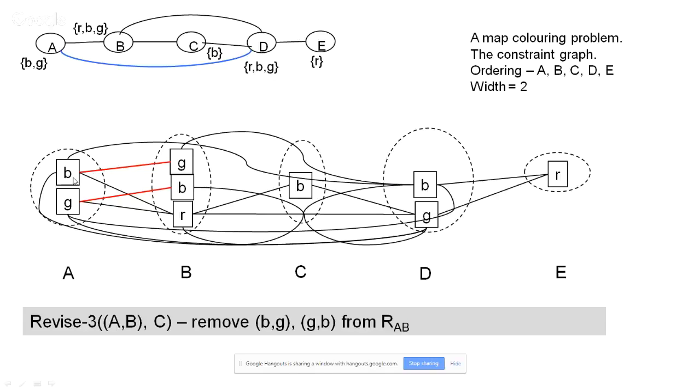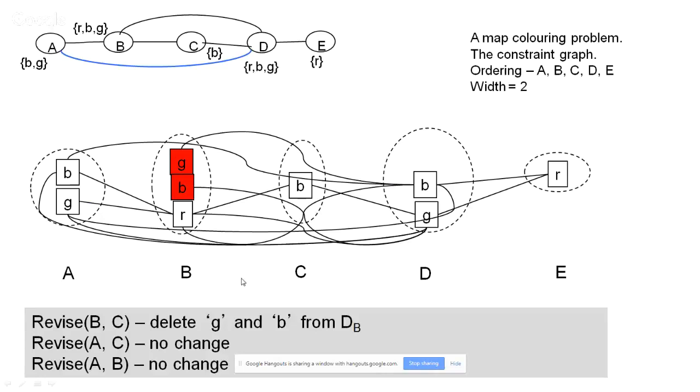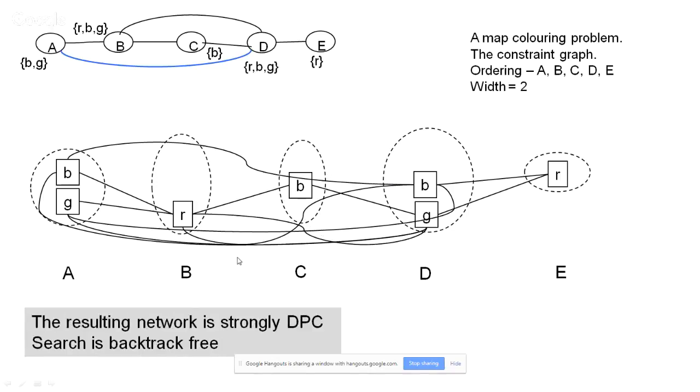And therefore, because if you choose B and G here, you can't choose either B or G in this one here. So those two edges will go. And then when you do the revise with respect to C and B, then these values G and B will go away from the domain of B. And in the end, we will be left with this matching diagram.